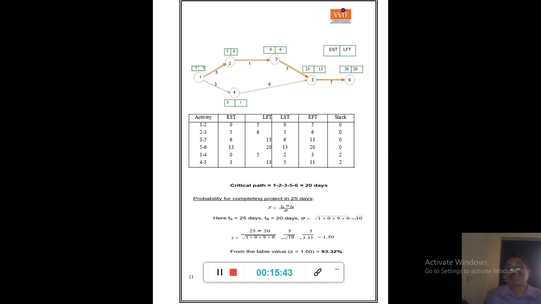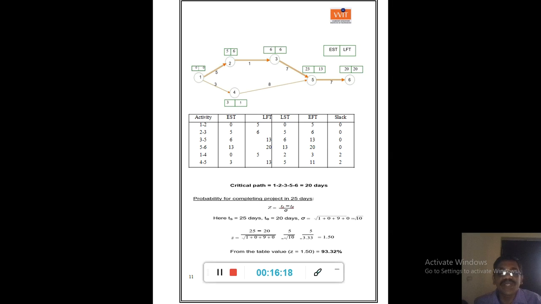And now the critical path. The critical path is that path for which the activity slack is 0. Now slack is 0 for 1 to 2, then for 2 to 3, then for 3 to 5, then for 5 to 6. So the critical path is 1 to 2, 2 to 3, 3 to 5, 5 to 6. That is 20 days. 1 to 2 is 5 days, 2 to 3 is 1 day, 5 plus 1 is 6, 3 to 5 is 7 days, 13 plus 7 is 20 days.